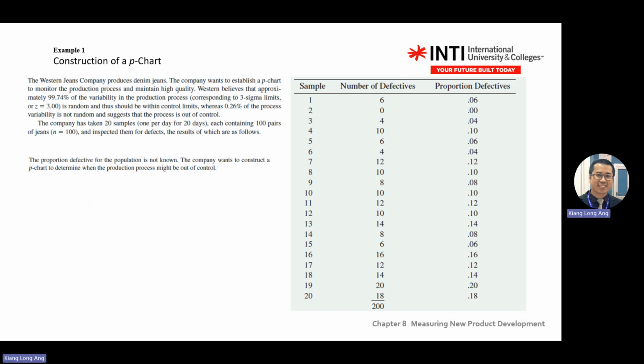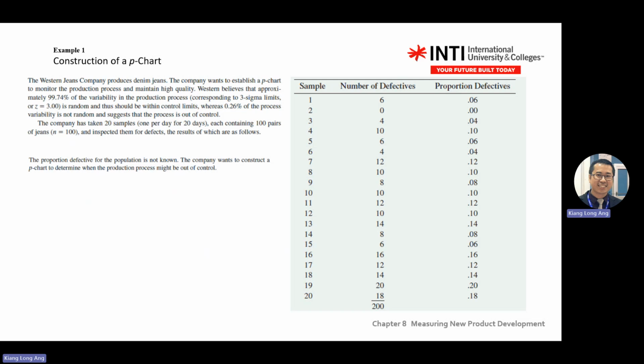Again, in the test, you won't see this column. In the test, you only see this one and this one. You need to build the proportion defective. How do you get it? Of course, go for 3 decimal places to be safe. How do you get 0.1? You add all the numbers, you get 200.